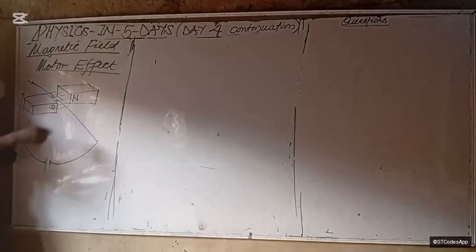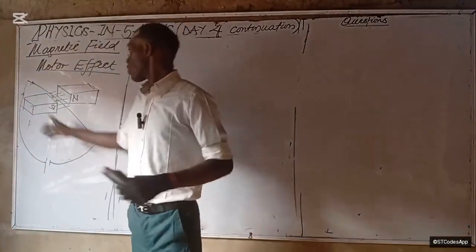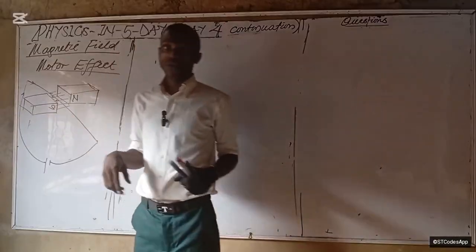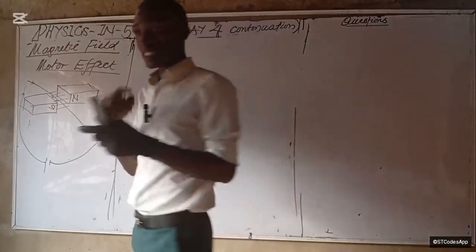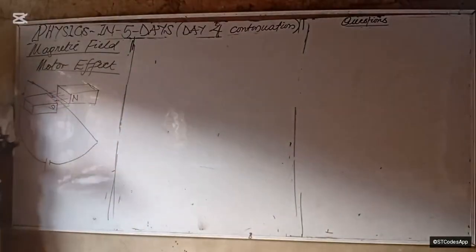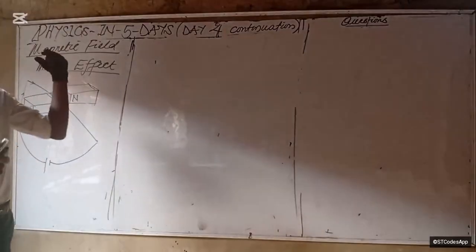Now, where will this wire move? We discovered that there are two magnetic fields here. Because this is carrying current, it's going to have a magnetic field, and it is already within a magnetic field. So there will be two magnetic fields interacting, and a force will be created. What hand rule do you use?